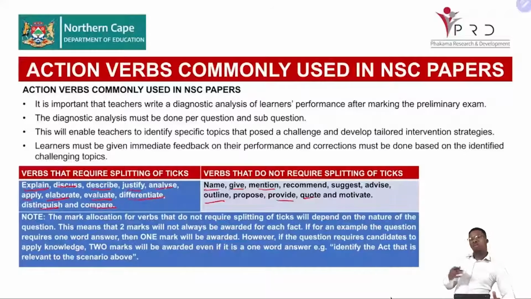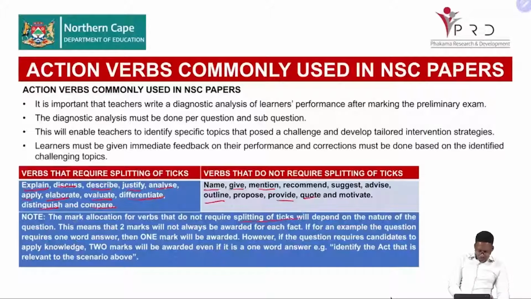So it is important as well, before we look at the structure of the exam, that we look at these action verbs. We must look at these command words, because those are the ones that structure the level of difficulty and the cognitive demand of the question. So we are saying that the mark allocation for verbs that do not require splitting of ticks, whether it's 2 marks or 3 marks, will depend on the nature of the question.